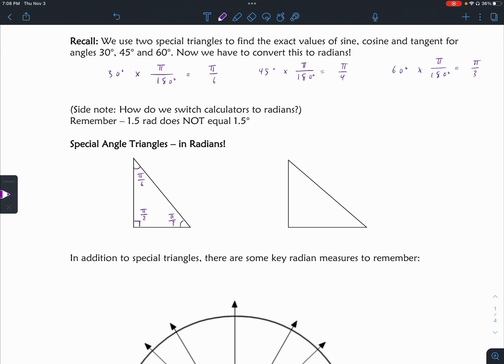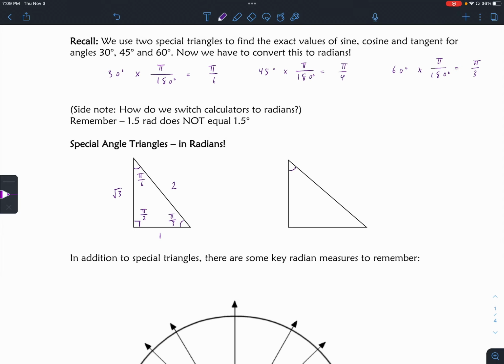Okay, now to label the actual side lengths. The second longest side after the hypotenuse is root 3. The hypotenuse, which is opposite to the 90-degree angle, is 2. And then the shortest side length is equal to 1. So 1, root 3, 2 are the side lengths of the first special triangle.